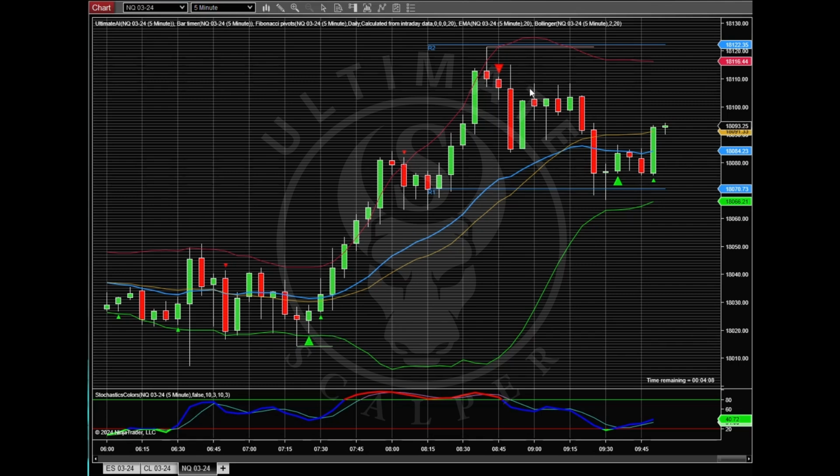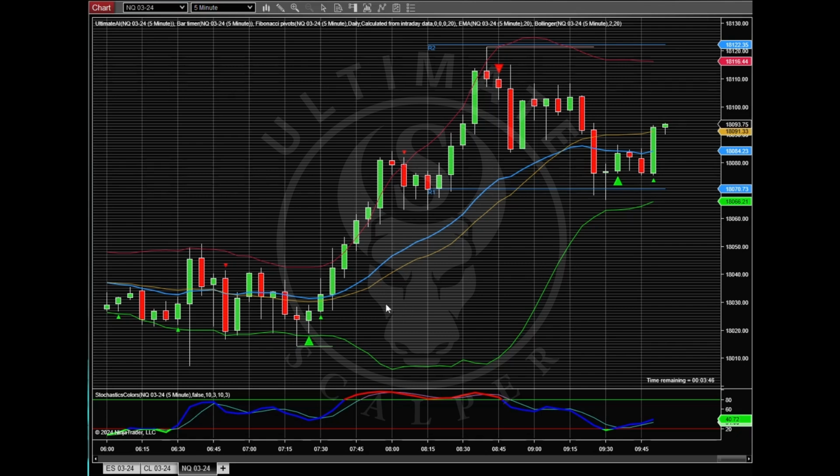The other indicators are put on afterwards. This is just a stochastic and Bollinger Bands. Settings that we use for these are in the trade filters video. This is also the 20 EMA right here, this blue line. We do use that. So how do you take the trades?